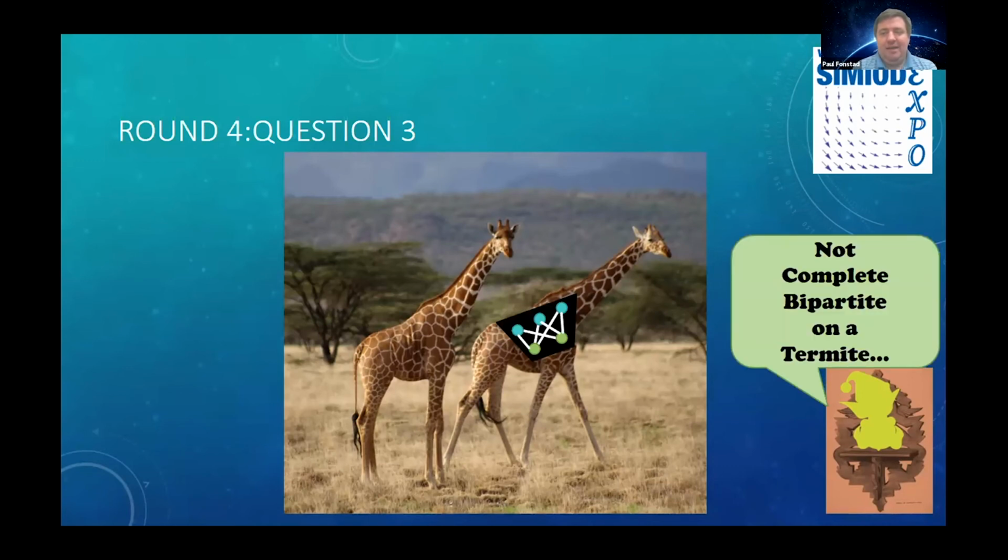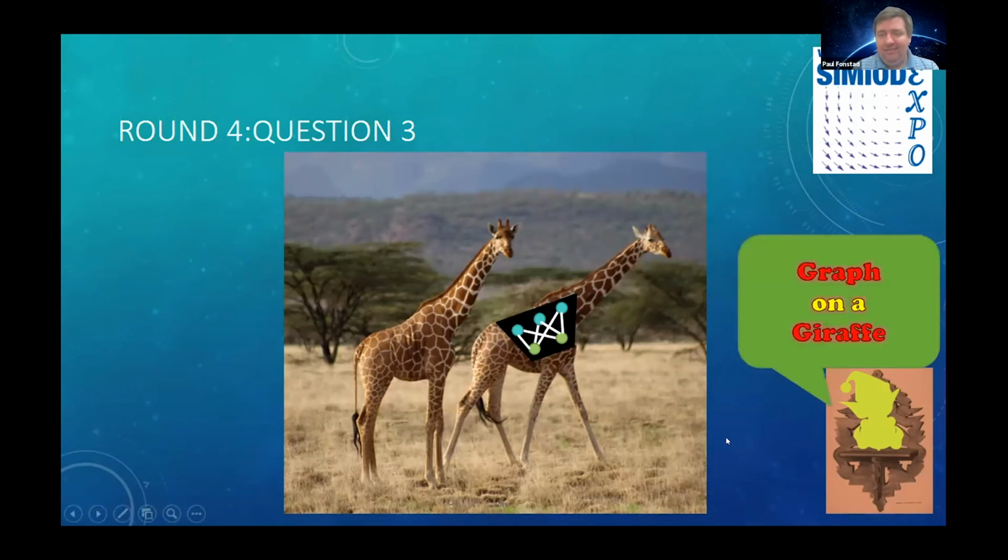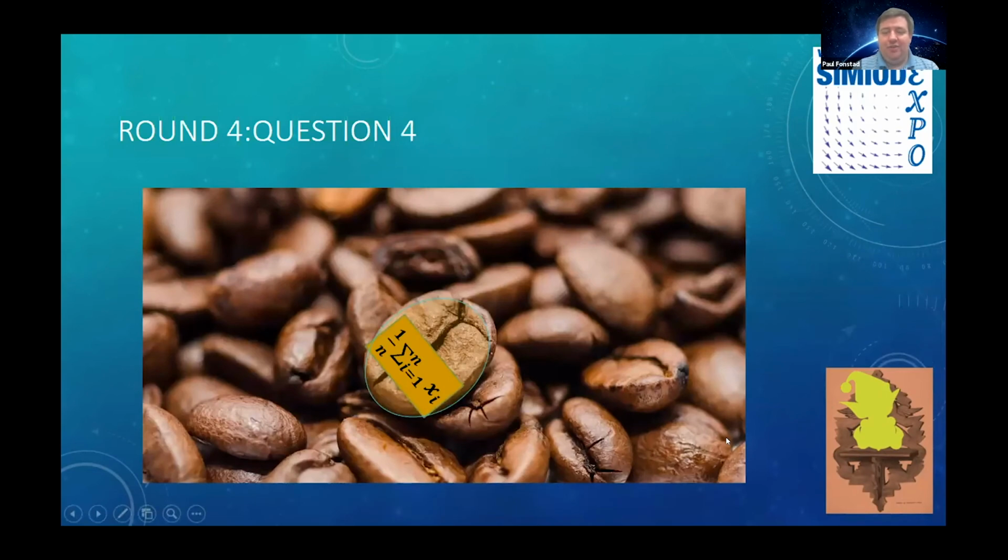Yeah, it's not complete bipartite on a termite. And I apologize for mispronouncing it. I think it was Ragiv who got it correctly. And it is a graph on a giraffe. Oops, went through there. Yep, graph on a giraffe. So, okay, question 4.